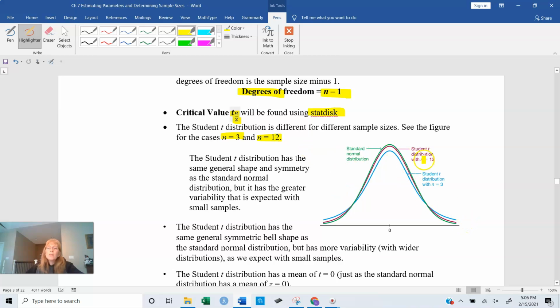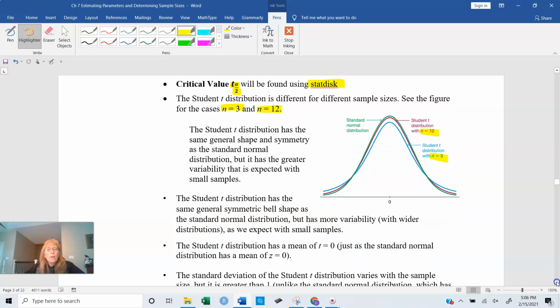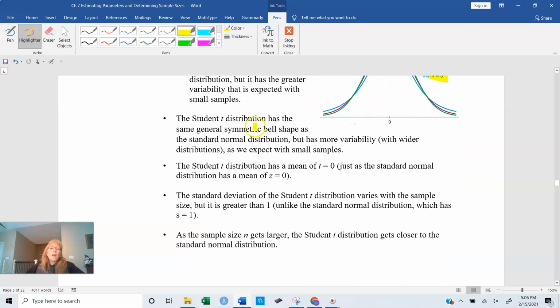The larger the sample size, the closer it becomes to a normal distribution. The n equals 3 curve is your blue one here, and you can see it differs from the n equals 12 curve. They are very close, but they are not identical, and that is a very big deal. It has a general symmetrical bell shape, just like always. There is more variability with a smaller sample size, so the larger the sample size, the closer they get.